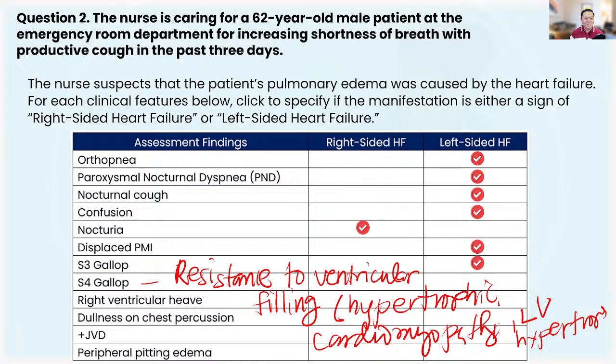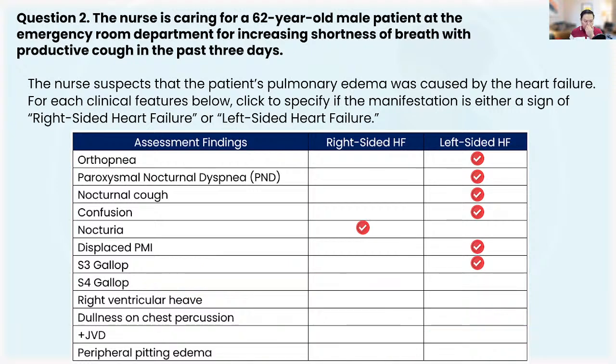Just kidding. So, S4 gallop, again, is caused by the resistance to ventricular filling. The blood is not going to really fill the left ventricle around this time because it fails to relax. Remember what I said earlier about the diastolic dysfunction? And again, the specific cause here is hypertrophic cardiomyopathy, or it could be left ventricular hypertrophy. So let me get rid of this. We are assigning the S4 to the left-sided heart failure.